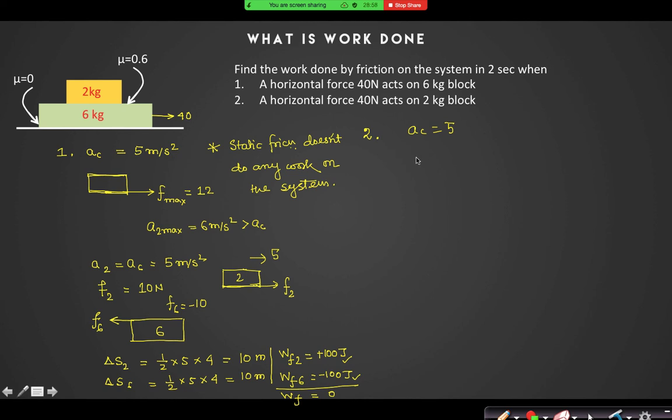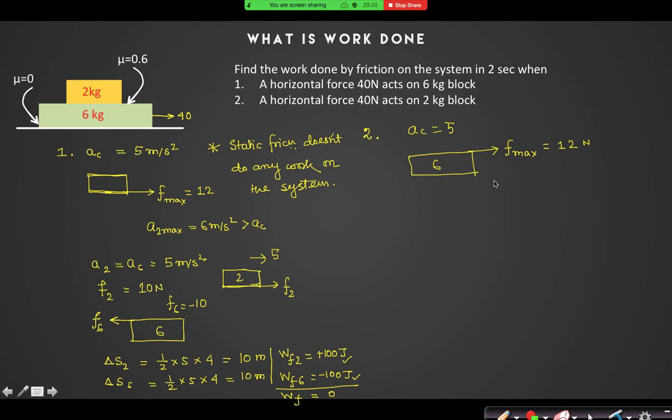Now if I apply the force on the 2 kg block, then the common acceleration is 5. But now which block is only moving due to friction? The 6 kg block. So what is the maximum friction force on that 6 kg block? 12 Newton, the same 12 Newton, because there is a normal reaction force from that 2 kg block.